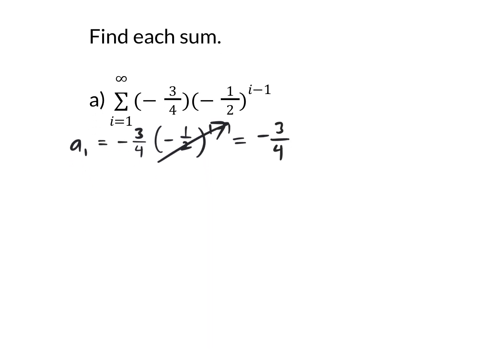So I have A sub 1. My common ratio can be found by looking at the base of my exponent with my variable. So my common ratio in this case is negative 1/2.